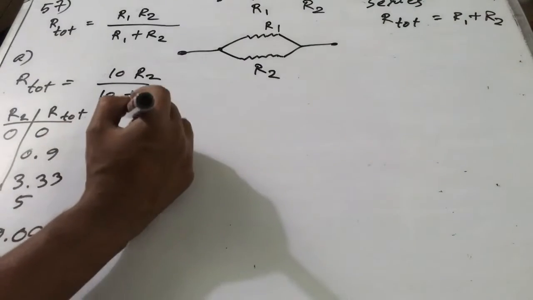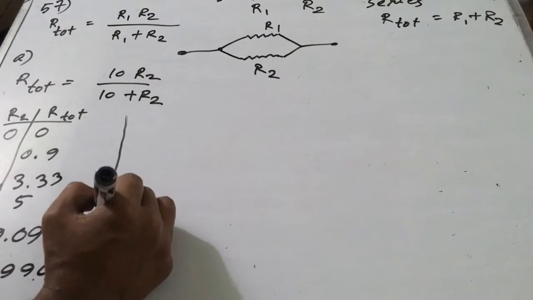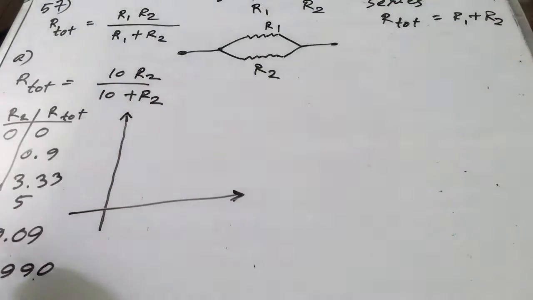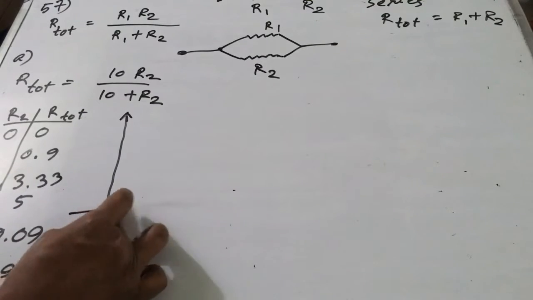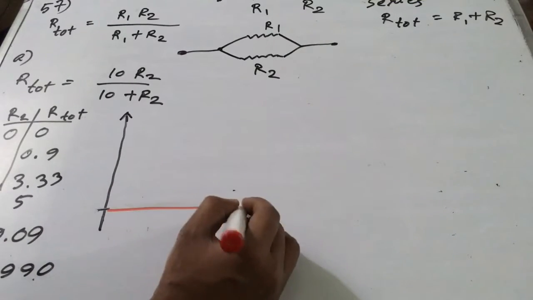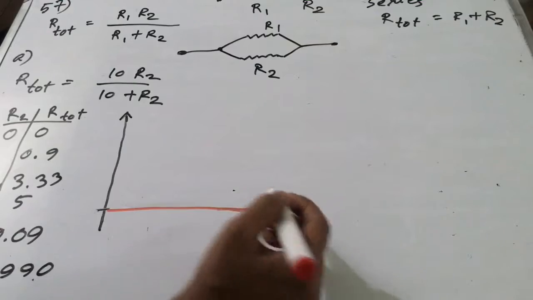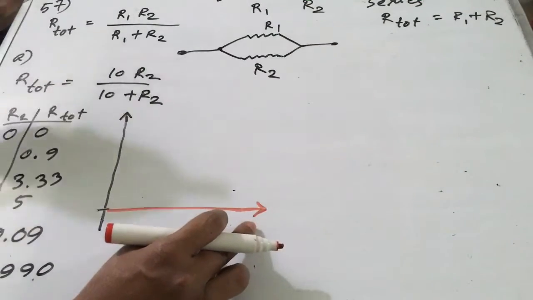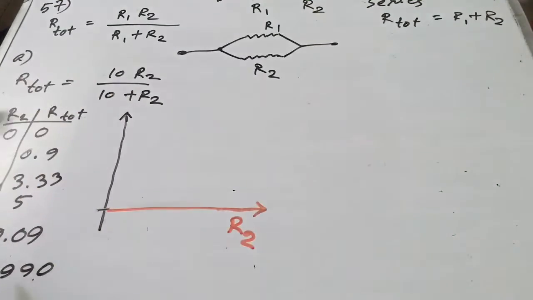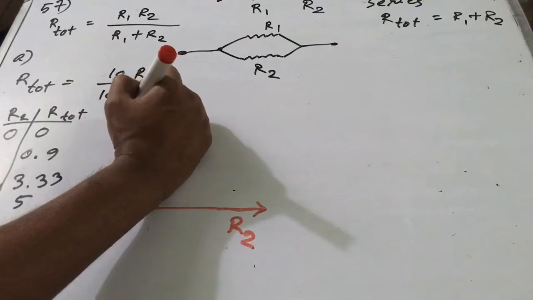Let me draw it now. This is our axis, and this is our other axis. Do you have any guess? What will be the name of this axis and that axis? This is normally the x-axis, right? But in this question there is no x. So this will be R2, and this axis will be R total.